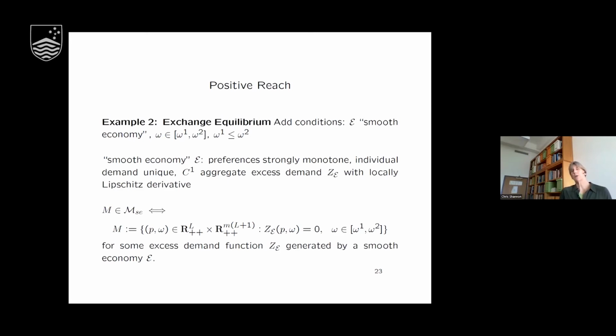So here the restrictions will be, for example, preferences are strongly monotone, individual demands are unique, so we have an aggregate excess demand function rather than a correspondence. In addition, the aggregate excess demand function is C1 and has a locally Lipschitz derivative. And so again, we have well understood conditions on utilities, for example, that would generate the demand and excess demand that have those properties. Okay, so then in this case, the models, again, are graphs of the equilibrium correspondence generated by this well-behaved aggregate excess demand function when the endowments are restricted to this particular interval.